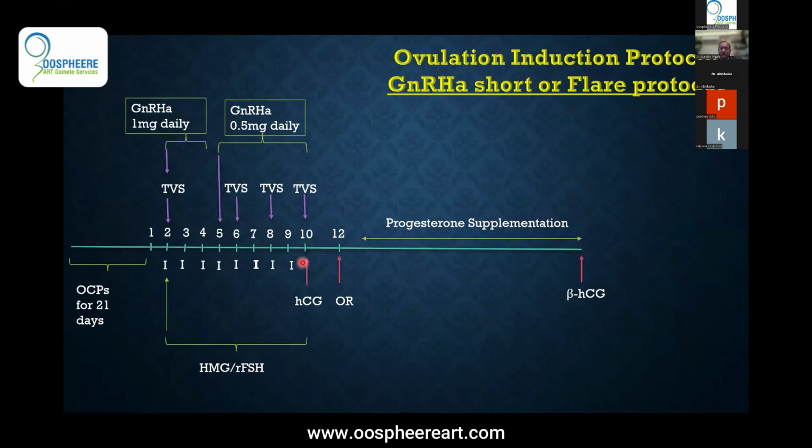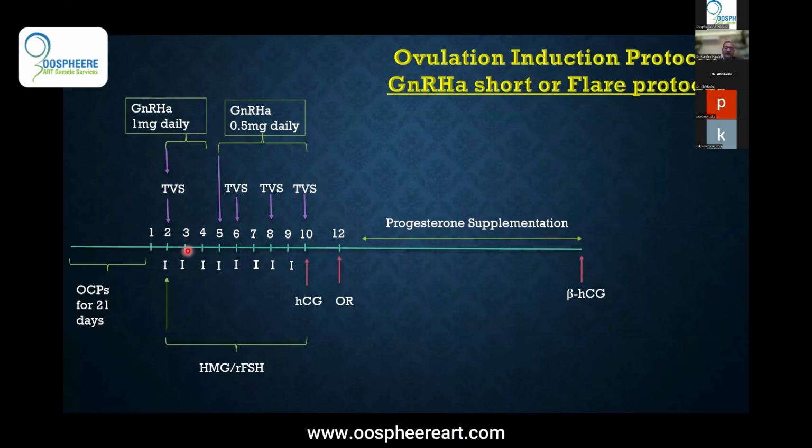Now, what is the short protocol, also known as the flare protocol? In this protocol, you may have given OC pills, or you may not have given any OC pills. It's not necessary that you have to give OC pills. The patient reports to you on the second day. You ask the patient to take the GnRH agonist, but this time instead of 0.5, you will ask her to take 1 milligram. So it's a double dose. She will take 1 milligram on the first, second, and third day of stimulation. So for 3 days she will take 1 milligram per day.